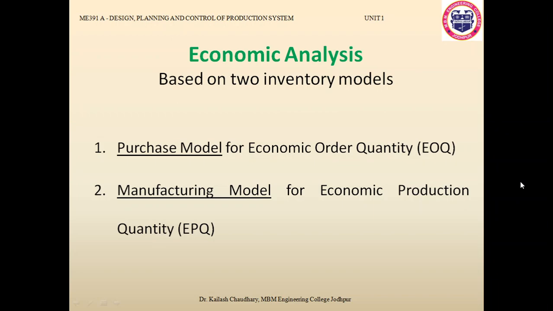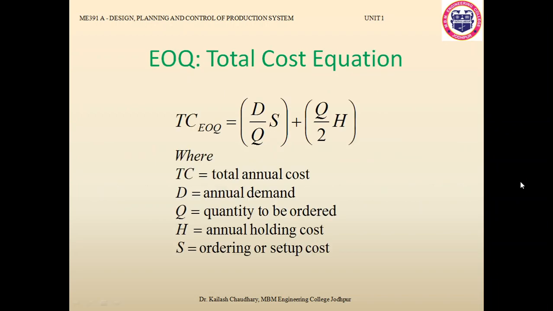Economic analysis to decide on making or buying a product depends upon two inventory models. One is the purchase model, for economic order quantity, and the other is the manufacturing model, for economic production quantity. That means in the first model we decide on the optimum quantity we need to purchase, and in the second model we decide on the optimum quantity we need to produce to get maximum profit in our business. The important equation for the EOQ model is the total cost, which depends on total annual cost, annual demand, quantity, annual holding cost, and ordering cost.